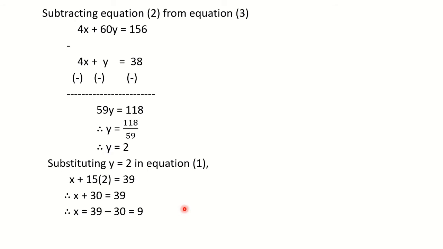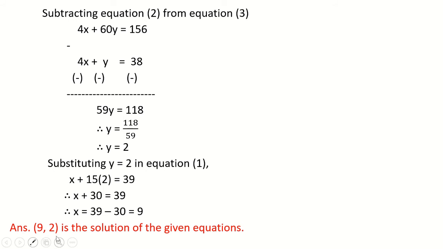Then finally write down the answer. Therefore (9, 2) is the solution of the given equations. Be very careful while writing the solution here. As I have said, always write down the value of x first and then the value of y. Even though you have found y first and x afterwards, while writing the answer you should write it as the ordered pair only, that means value of x first and then value of y.